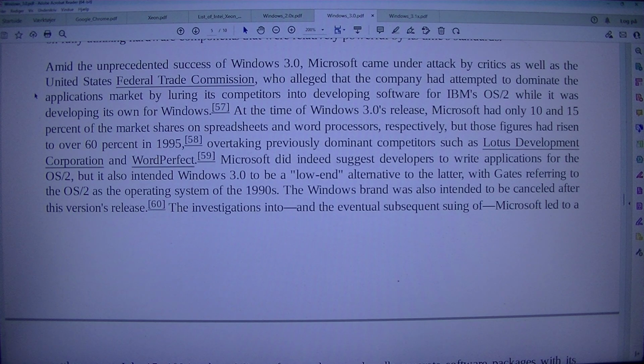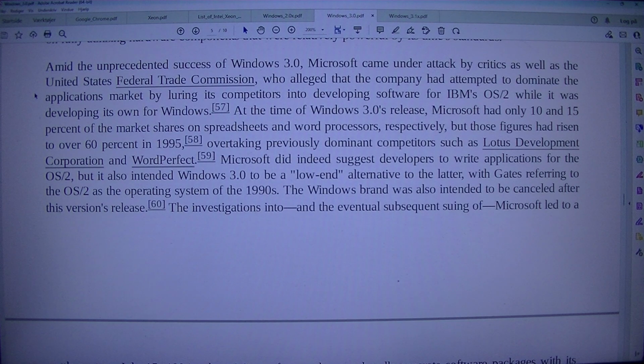At the time of Windows 3.0's release, Microsoft had only 10 and 15% of the market's shares on spreadsheets and word processors, respectively, but those figures had risen to over 60% in 1995, overtaking previously dominant competitors such as Lotus Development Corporation and WordPerfect.